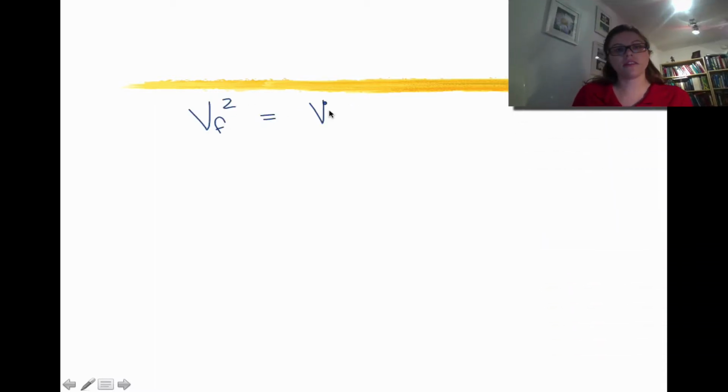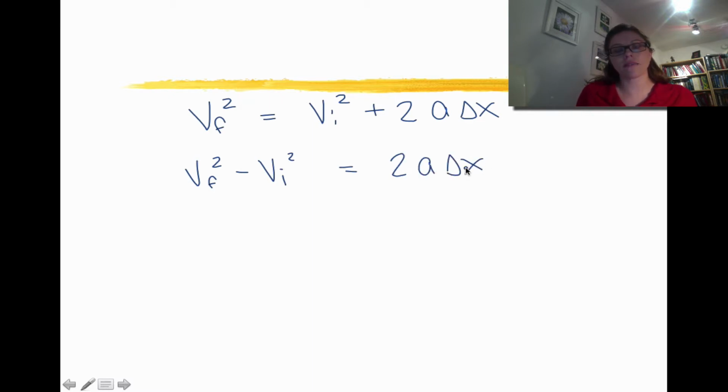So let's look at this equation that we had. Vf squared equals Vi squared plus 2a change in x. That's our kinematic equation that we used in this problem. Let's subtract Vi squared. We're going to manipulate this around a little bit, and then you'll see why. So let's subtract Vi squared from both sides. So we have Vf squared minus Vi squared equals, and since we subtracted it from this side, it goes away, 2a change in x.